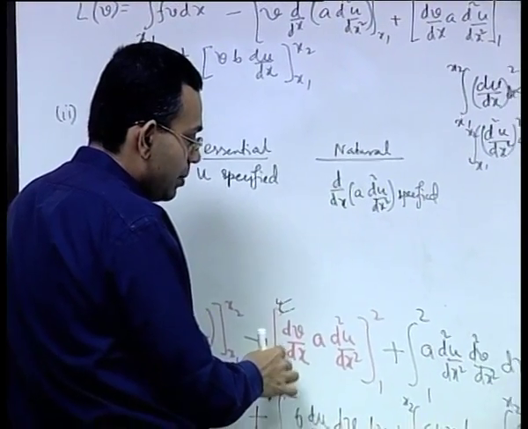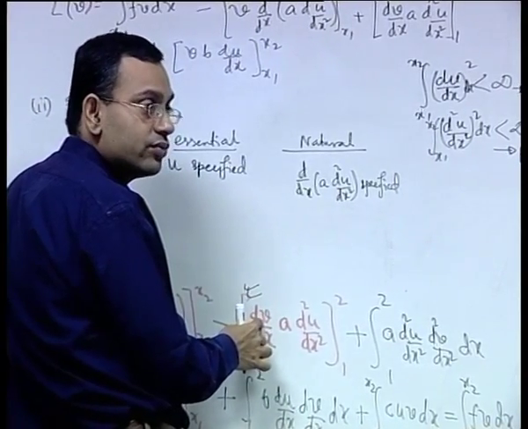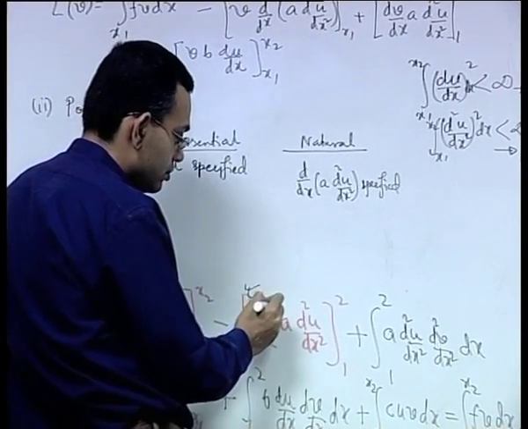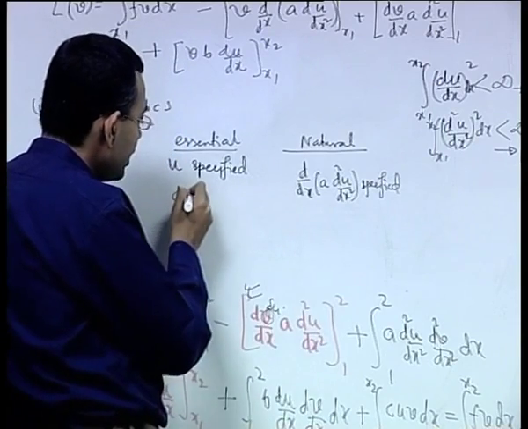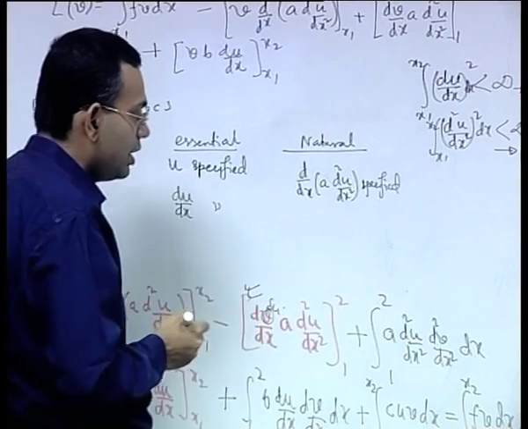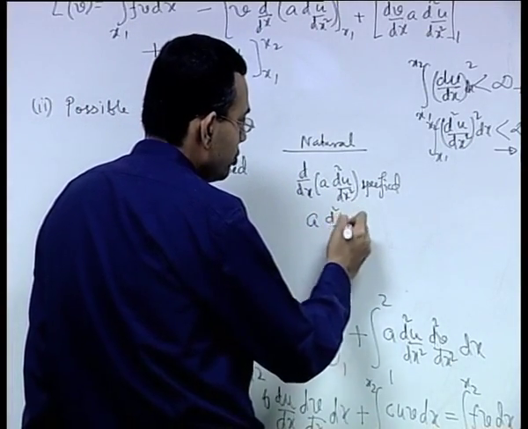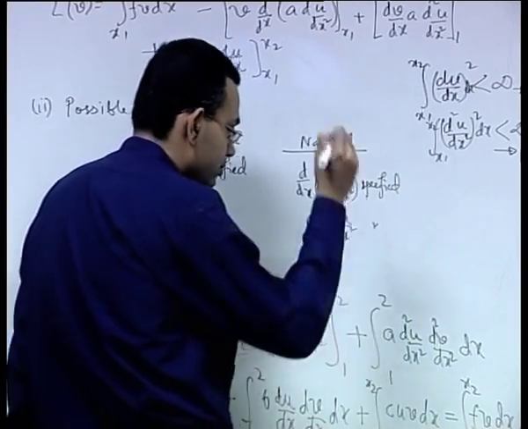So, in this particular pair we have dv dx and v is delta u. So, du dx specified, and what is the corresponding natural boundary condition? A d2u dx2 specified.